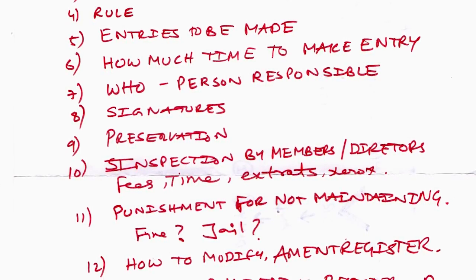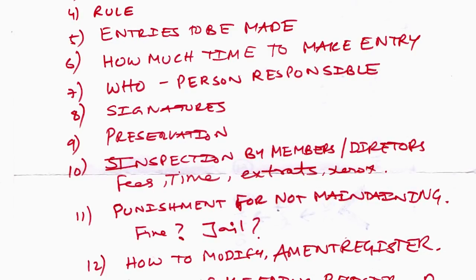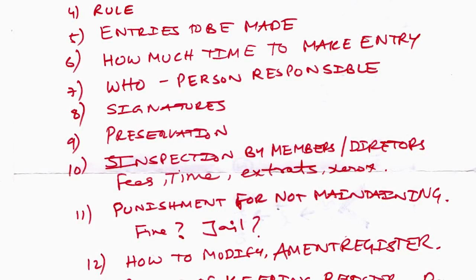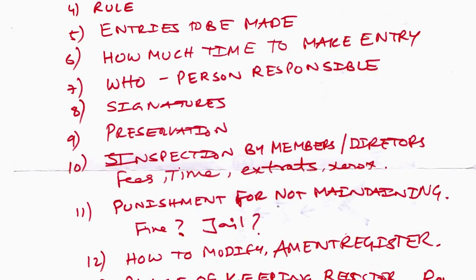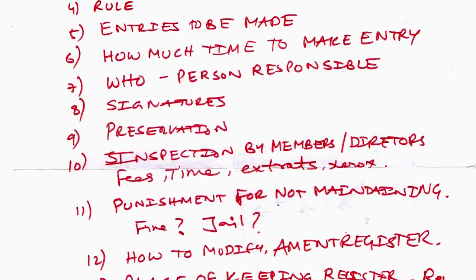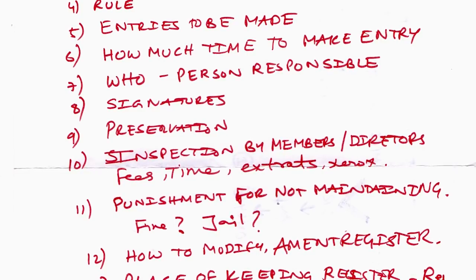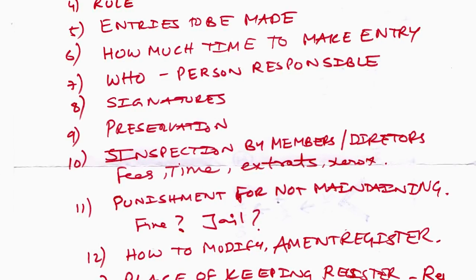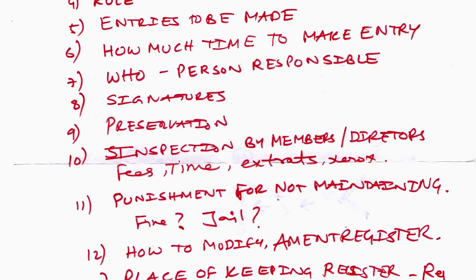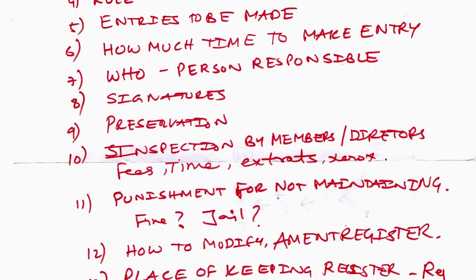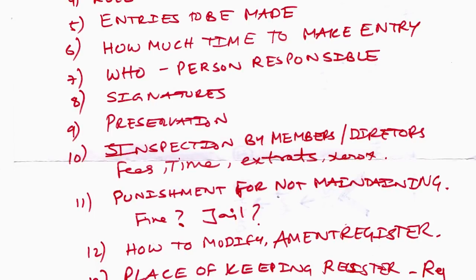Then the 10th point is inspection by members, directors. That means, can the member even inspect this, or the directors inspect this? If they want to inspect register of members or any other register which is there in your book, what is the fees they have to pay, what time they should come, can they take any photocopies, xerox, extracts from there? If they want to take, what is the procedure? You can study this in this manner.